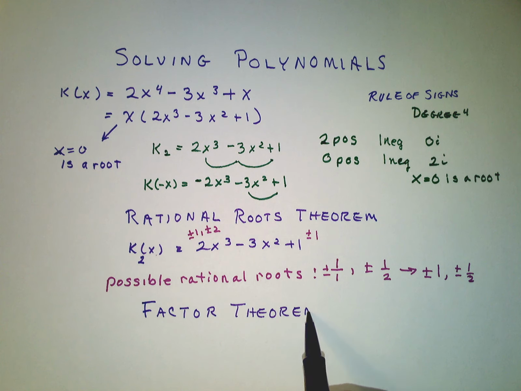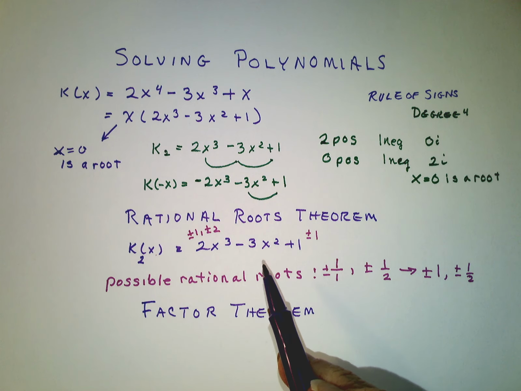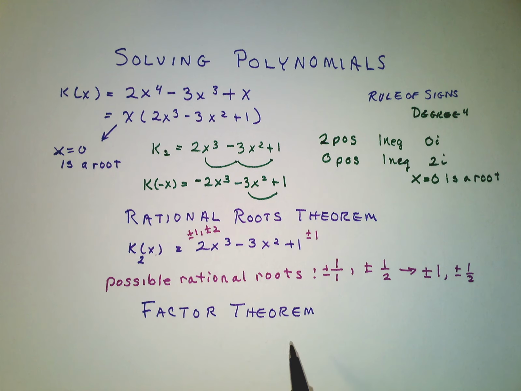The factor theorem said that we could actually plug the root in to the polynomial. If the answer comes out to 0, it's a factor, it's a root. So we need to try one of these. Try 1, try -1, try +1/2, try -1/2. I'm going to try x equals 1. So I'm going to find out what is k of 1.